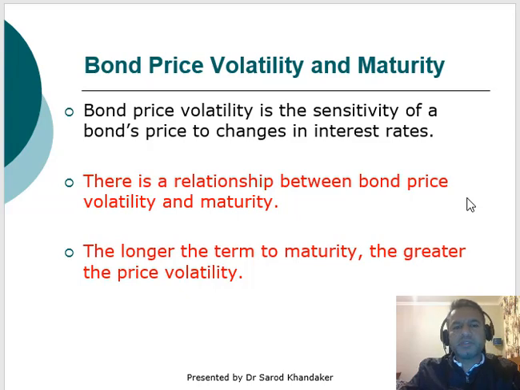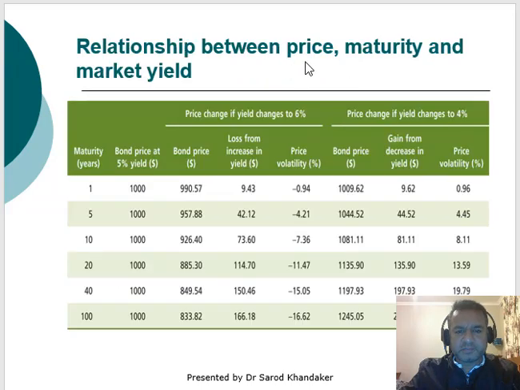The second theorem is bond price volatility and maturity. Bond price volatility is the sensitivity of bond prices to changes in interest rates. Now please note that there is a relationship between bond price volatility and maturity. The longer the term to maturity, the greater the price volatility. On the other hand, we can say that the shorter the time to maturity, the smaller the price volatility. So how do we calculate the volatility? Let's look at the relationship between the price, maturity and market yield of the bond.